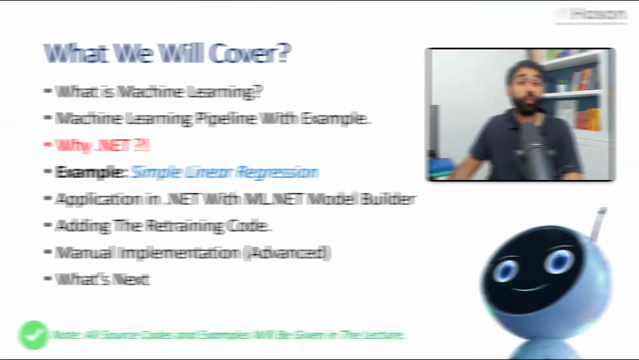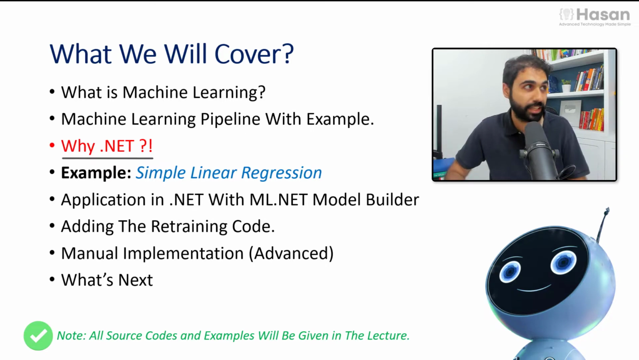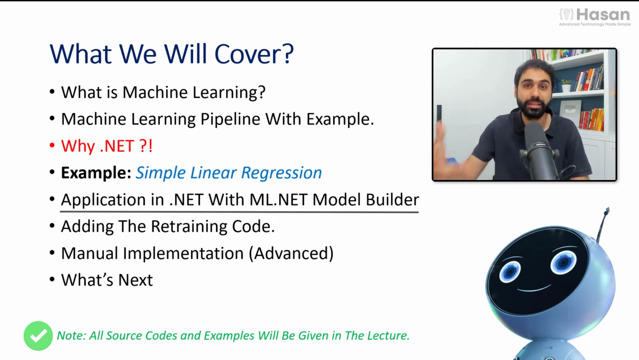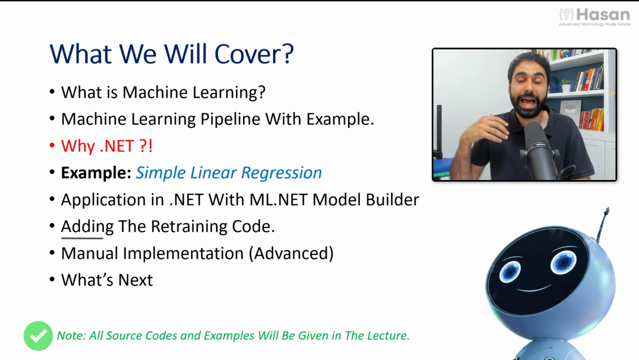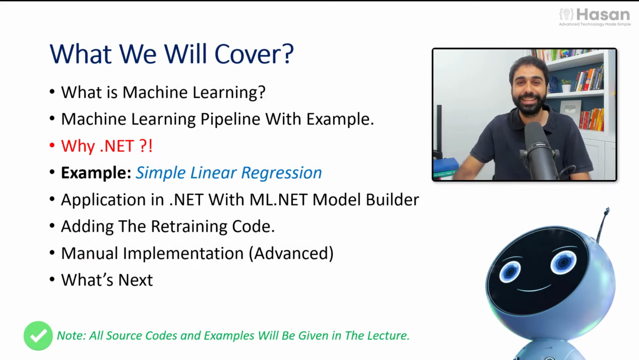Today we are going to cover the following topics. What is machine learning? The pipeline. Why .NET and not Python or R programming languages? Then we are going to go with a practical example and explain simple linear regression. Then we will build the AI model with the Model Builder in .NET, and then we're going to do some extra coding and manual implementation and see what's next in this awesome series. If you are ready, let's start.